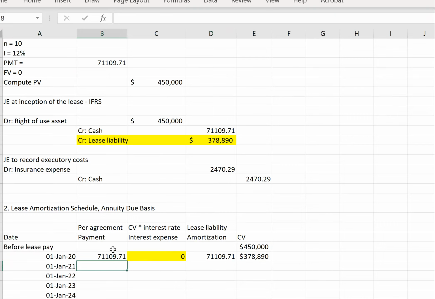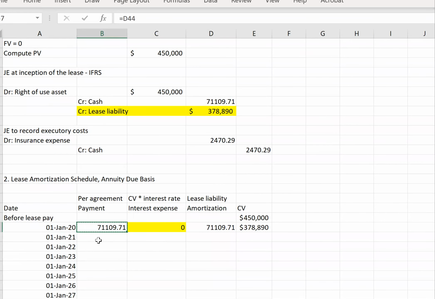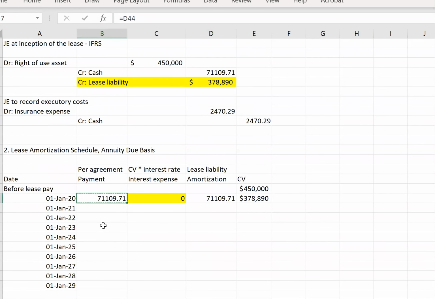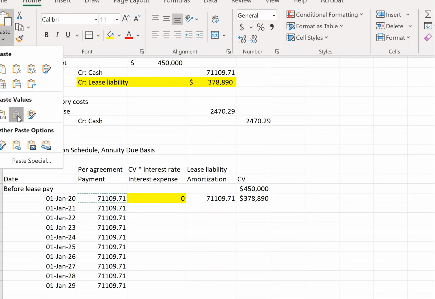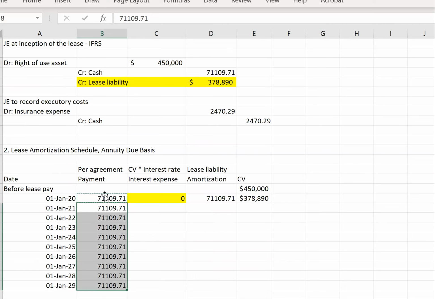So what happens next? So just like with a bond schedule, this lease payment is exactly what the agreement states. So this amount's never going to change. Okay, so this is always going to be the same. Now, this needs to say, so this is going to be annual lease payment.